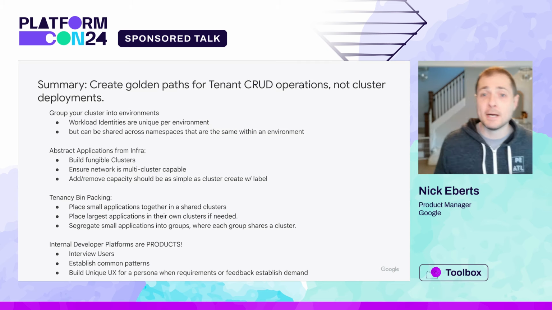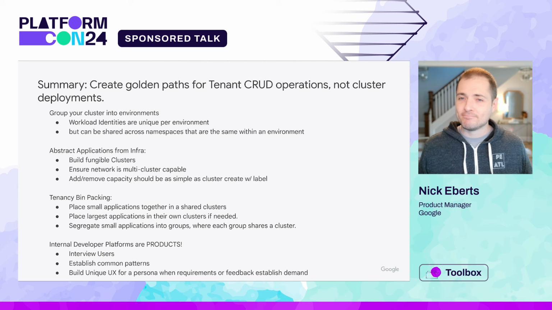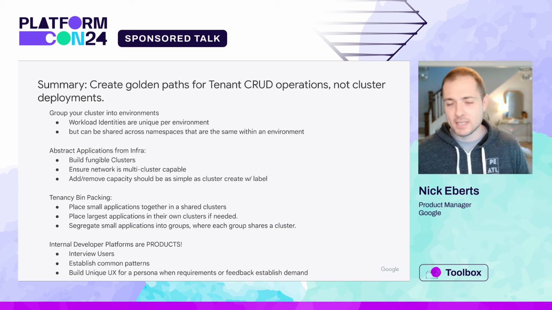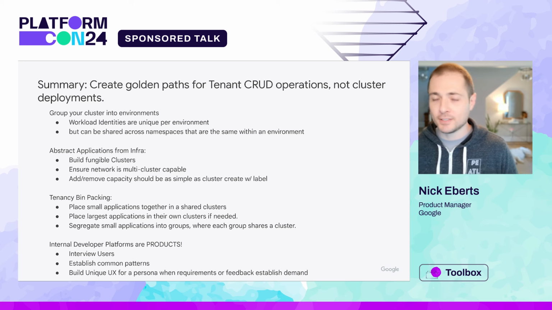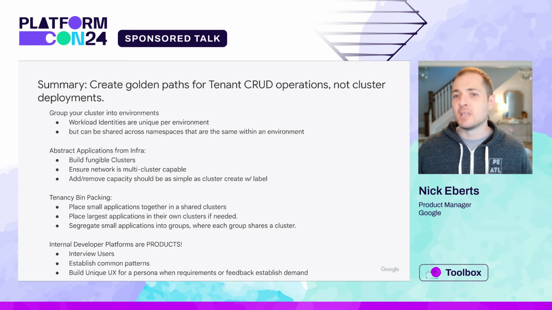So in summary, I hope I've clearly conveyed my perspective on building platforms on top of Kubernetes clusters. I'm trying to emphasize the importance of abstracting your tenants from the actual infrastructure through automation, and focus on creating golden paths for tenant CRUD operations, not cluster deployment, right? Onboard a tenant, add capacity to a tenant, make a change to the tenant, but not specifically giving every single one of your dev teams a button to give them a cluster, because that's not going to be manageable over time.